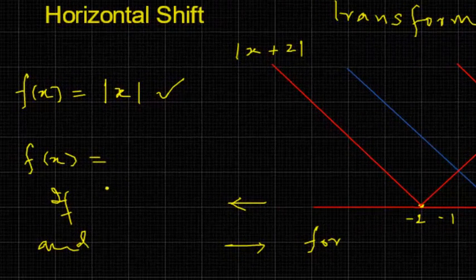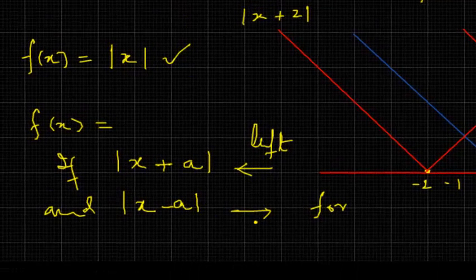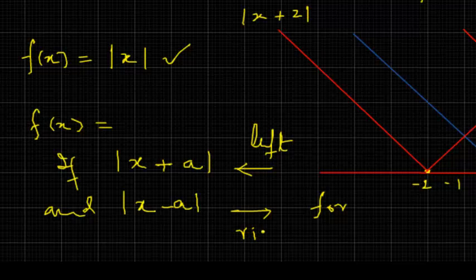Now, if the function begins like x plus a, absolute value of x plus a means it moves left side, and if it's x minus a, then this minus sign represents that it moves right side.